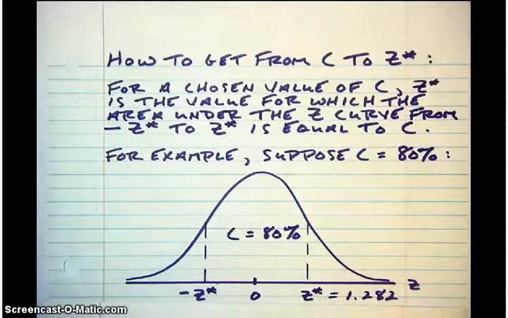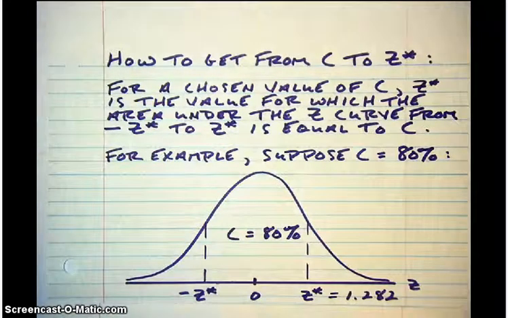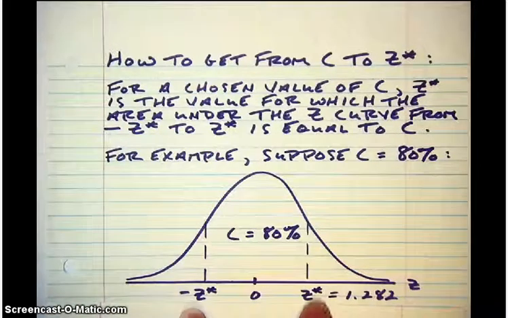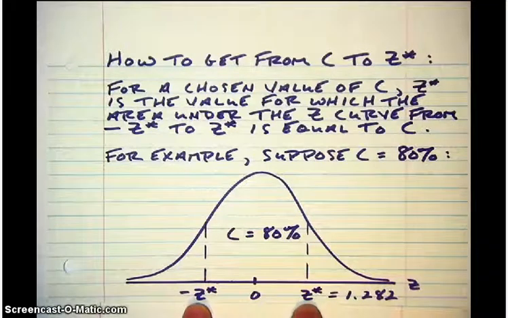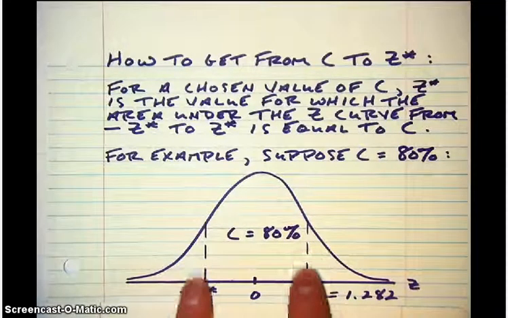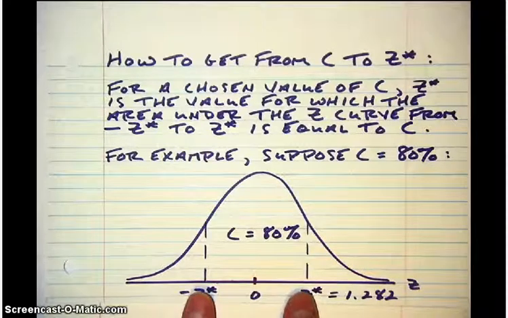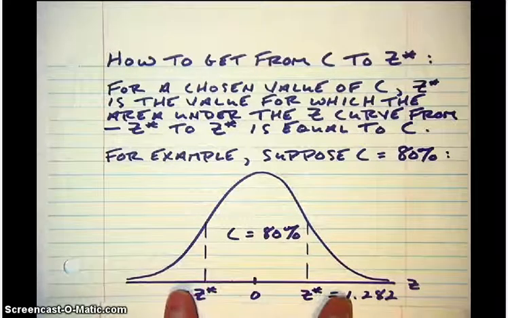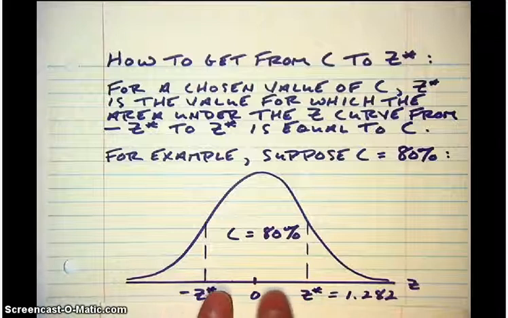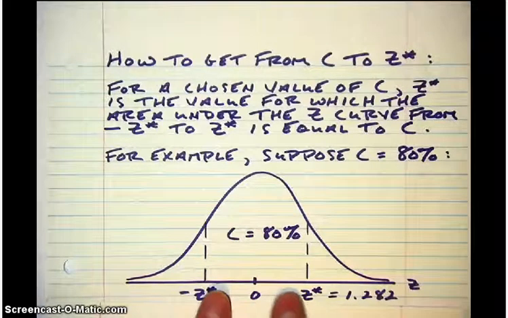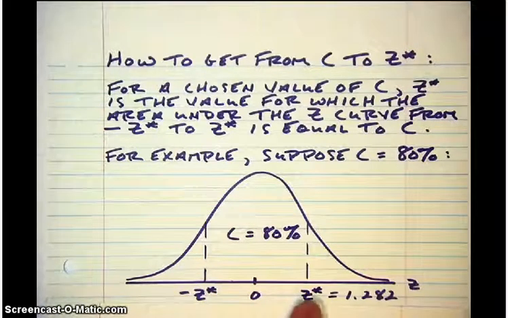Okay, suppose you choose your level of confidence to be 80%. The Z star that we're going to use is this value here, so that the area under the curve between its opposite, negative Z star, and Z star itself is the confidence level, 80%. Now if you wanted a higher level of confidence, you could move these Z stars out. If you want a lower level of confidence, you can move them in.